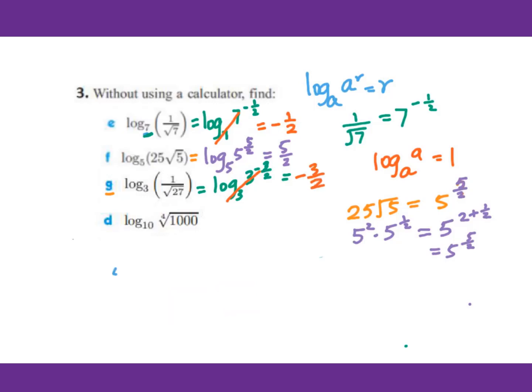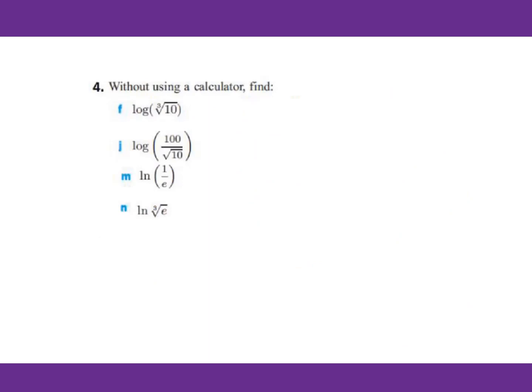For D, fourth root 1000. You want to change into 10 to what power? Therefore, I got 10 to the third power, that's 1000. And I can write down 3 over fourth power. So we change this into log base 10 of 10 to the 3 over fourth power. We will get 3 over 4.